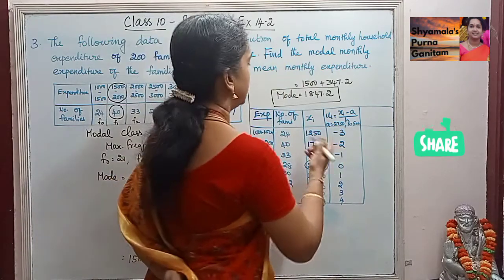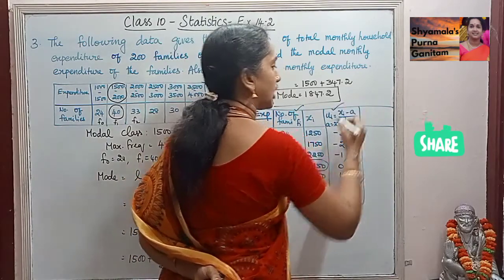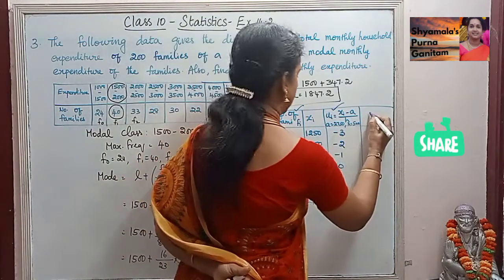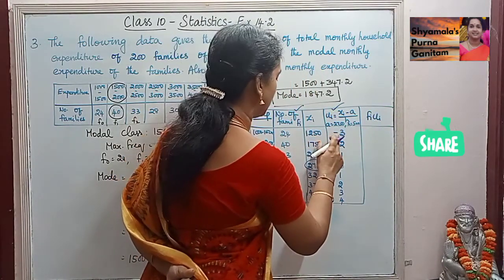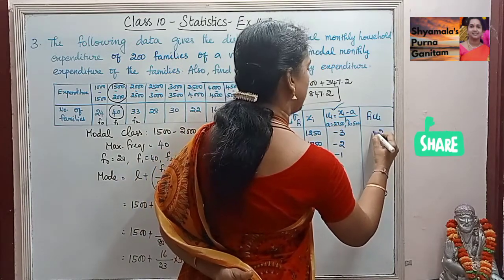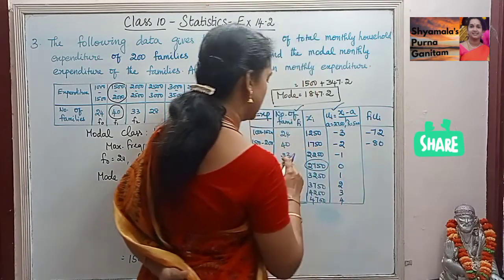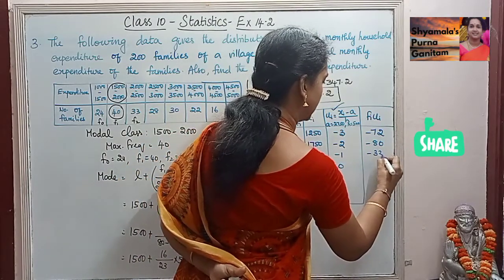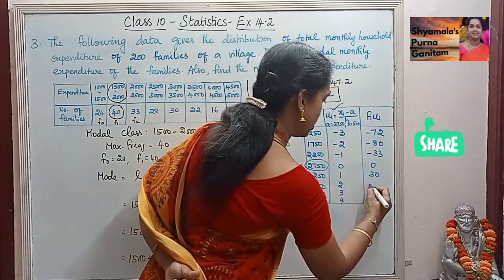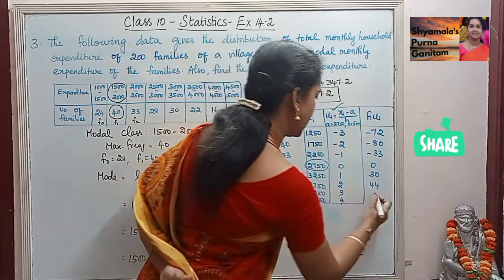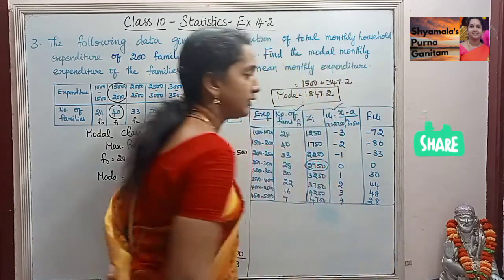Now the number of families is the frequency fi. This column fi and the column ui will be multiplied, giving fi ui. The first one is 24 into minus 3, which is minus 72. Then 40 into minus 2 is minus 80. 33 into minus 1 is minus 33. Then 0. Then 30. Then 22 into 2 is 44. Then 16 into 3 is 48. 7 fours are 28. Now we will add all these.